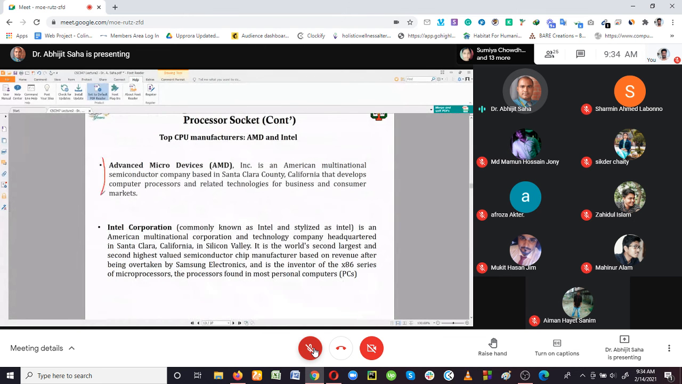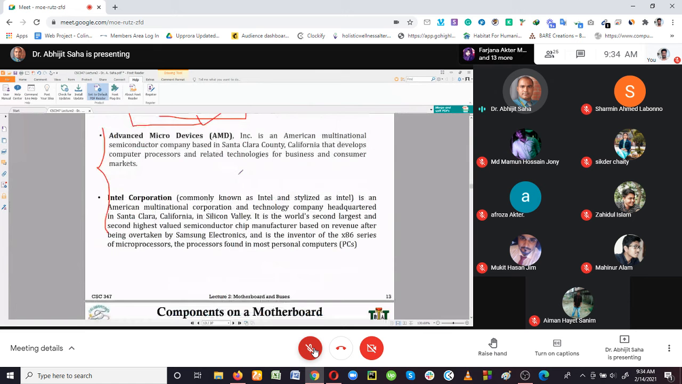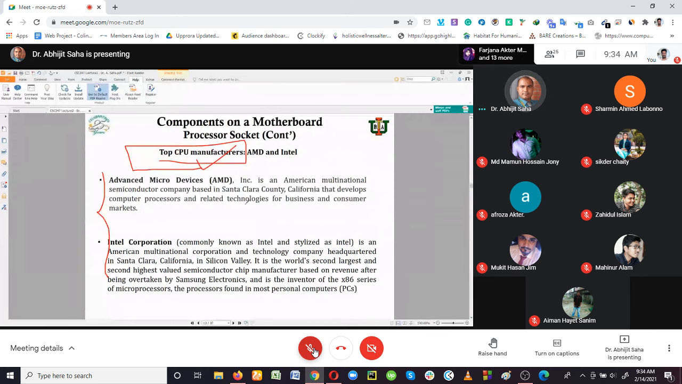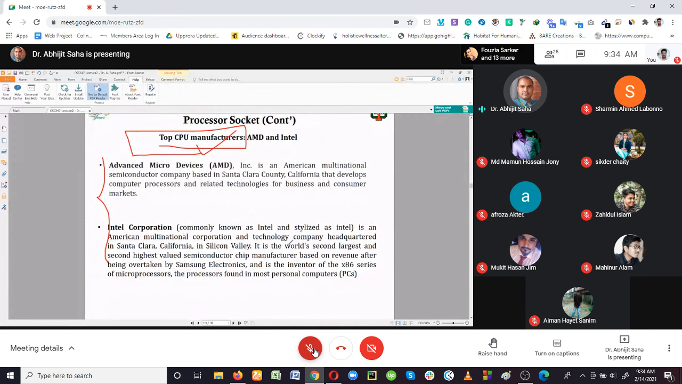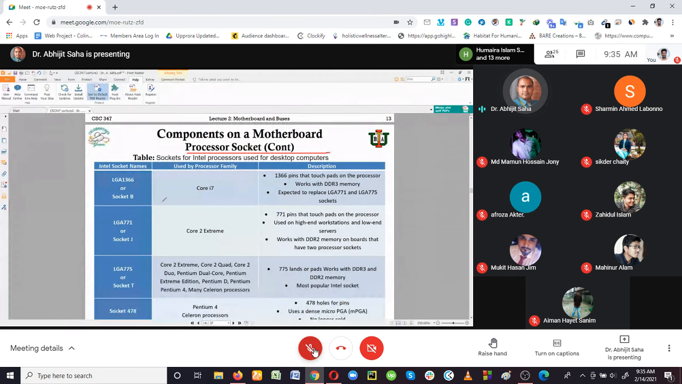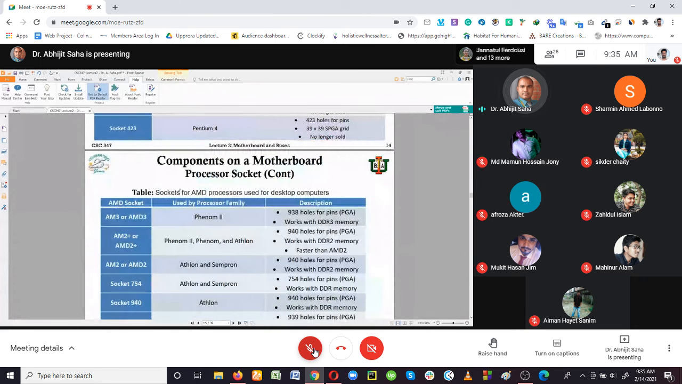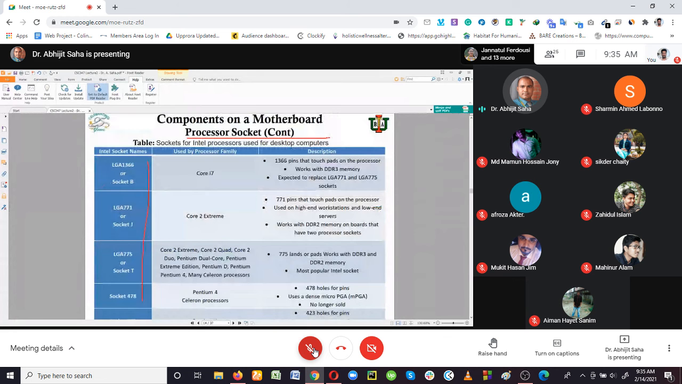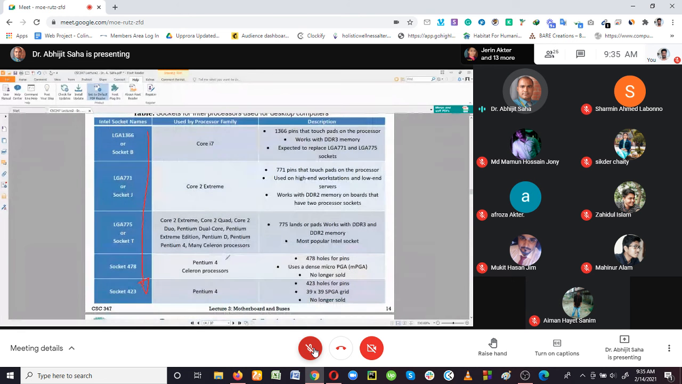Here are the two companies that you should always remember, AMD and Intel. They are the top CPU manufacturers. A common question that can be asked in the Viva is which manufacturers are the top for manufacturing the CPU. This is the processor sockets, the different processor sockets for Intel and AMD that we have studied. You should know what the sockets are and which sockets are used for which type of processors. And it's better that you have some idea of what the differences are among them.